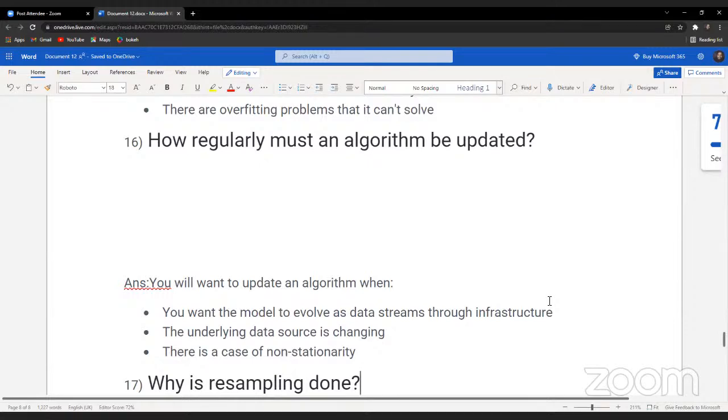Why is resampling done? Why is that actually done? I'll be giving you a minute. If anyone knows the answer, please ping me in the chat box. We'll discuss the answer in a minute.